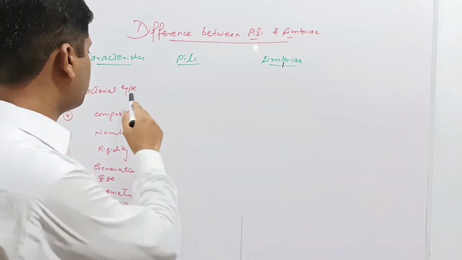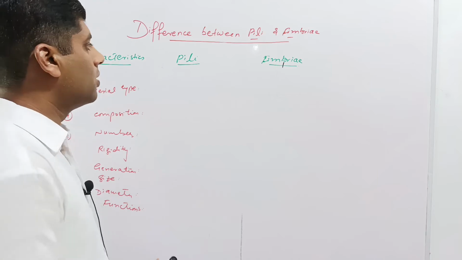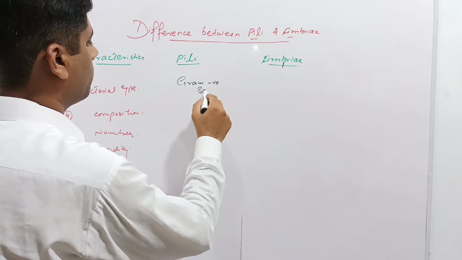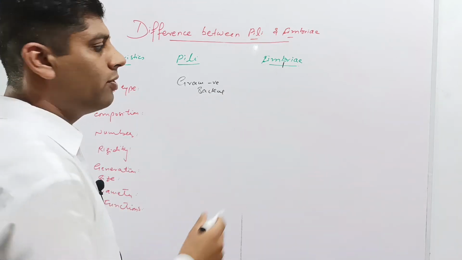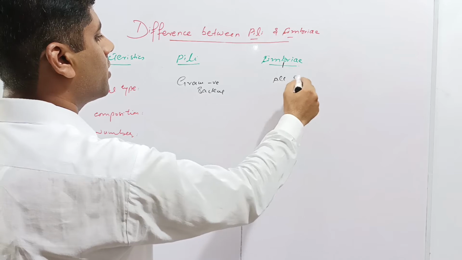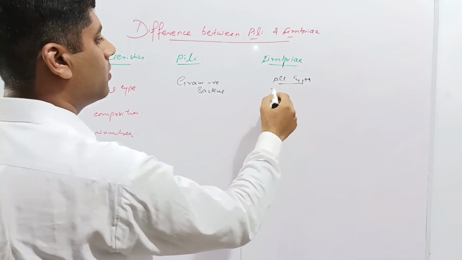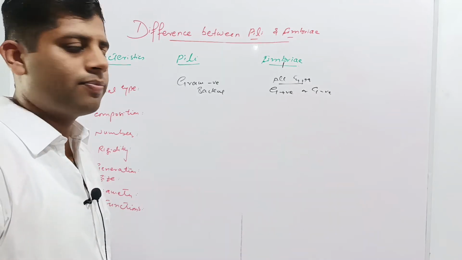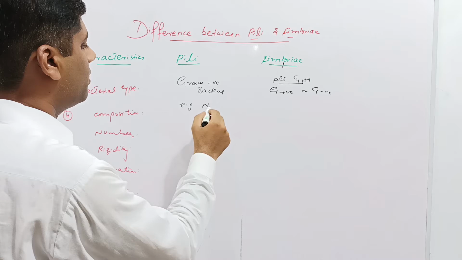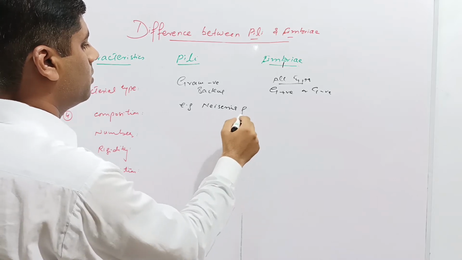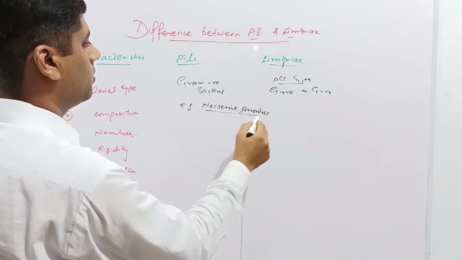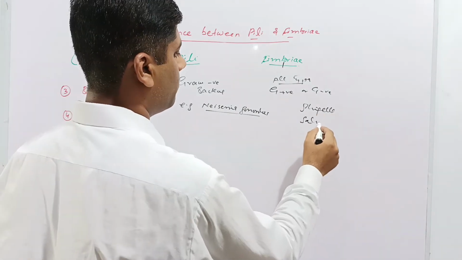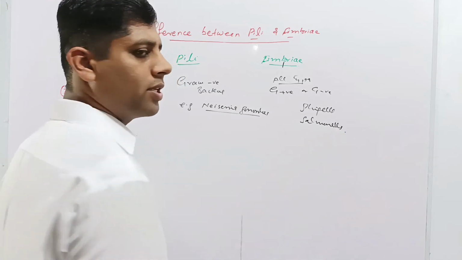So the next character is the type of bacteria in which the fimbriae or pili are present. Pili are present only in gram-negative bacteria, while fimbriae are present in all types of bacteria, whether gram-positive or gram-negative. For example, the pili are present in Neisseria bacteria, Neisseria gonorrhoeae, and fimbriae are present in Shigella and Salmonella. So in such types of bacteria, the fimbriae are present.